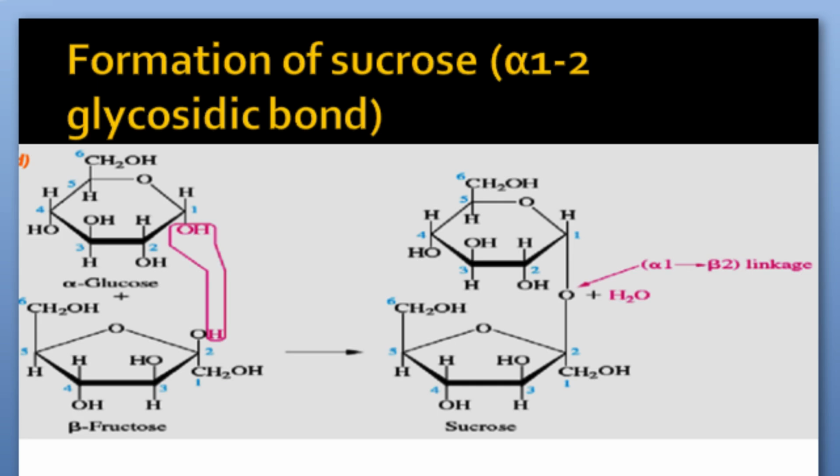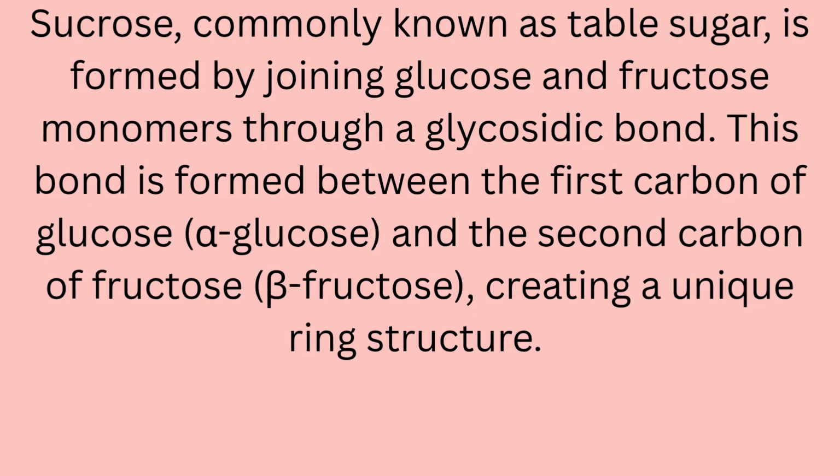Last one, sucrose. Sucrose, commonly known as table sugar, is formed by joining glucose and fructose monomers through a glycosidic bond. This bond is formed between the first carbon of glucose, alpha-glucose, and the second carbon of fructose, beta-fructose, creating a unique ring structure.